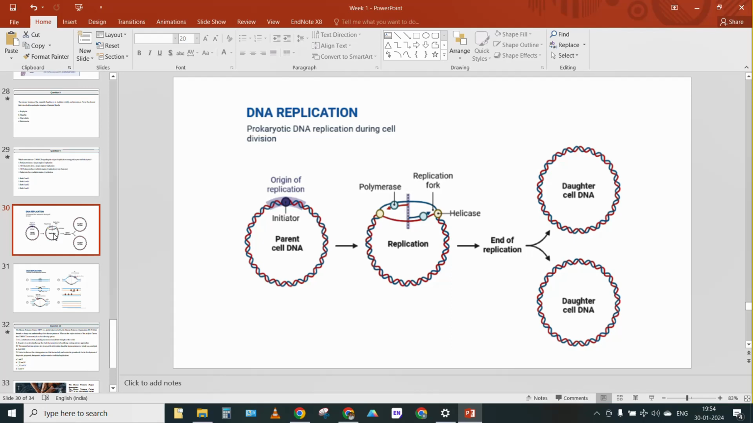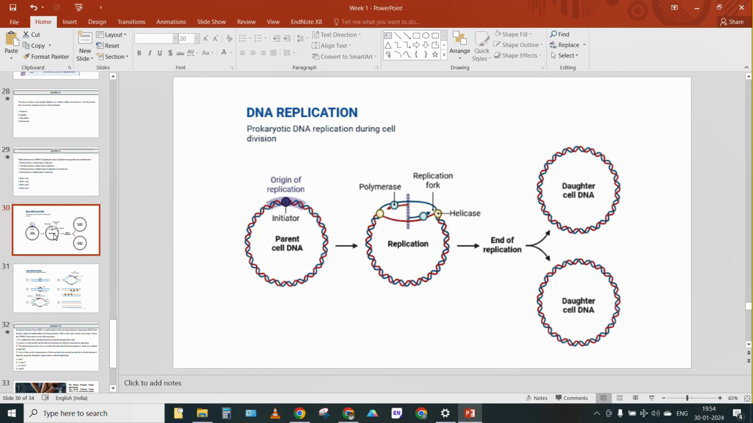So the DNA is unwound and the double helix is separated by the enzyme helicases. The single-stranded binding protein stabilizes the single-stranded DNA, and primase synthesizes the RNA primers to initiate DNA synthesis. DNA polymerase III adds nucleotides to the 3' end of the RNA primer to form a new strand of DNA, while DNA polymerase I removes the RNA primer and replaces it with DNA.